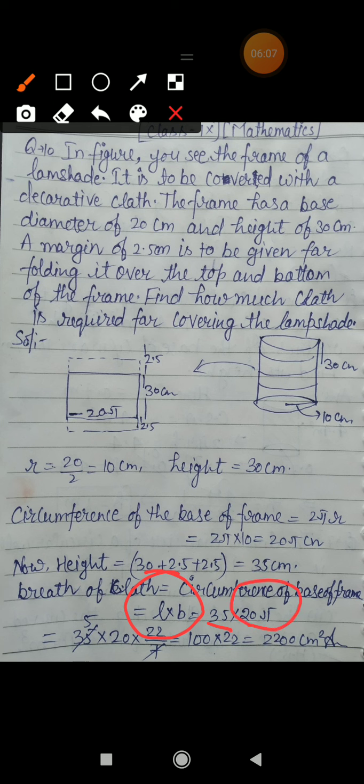Okay, and B is 35, and then put the value of pi as 22 upon 7. Before it you have to write 35 into 20 into 22 upon 7, and cross this 7 with this, and then this is cut by the 5. Five times 7 is 35, and this becomes 5 into 20 into 22. Then you have to multiply it and find the total answer, and that total answer is 2200 centimeter square. This is the total area of cloth that you have used.